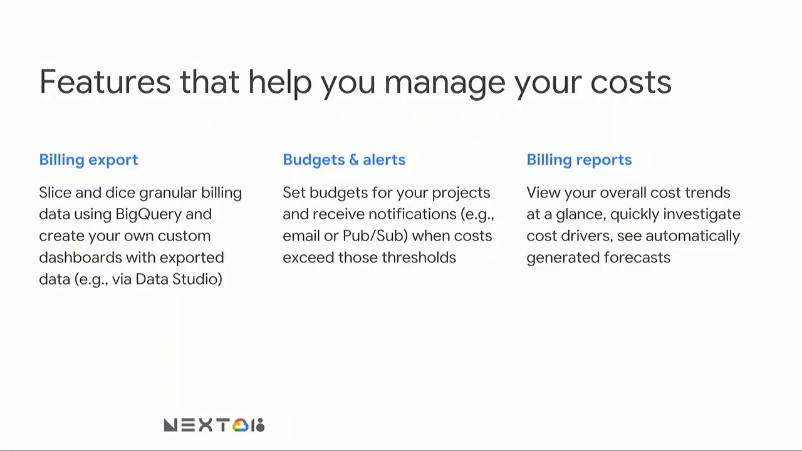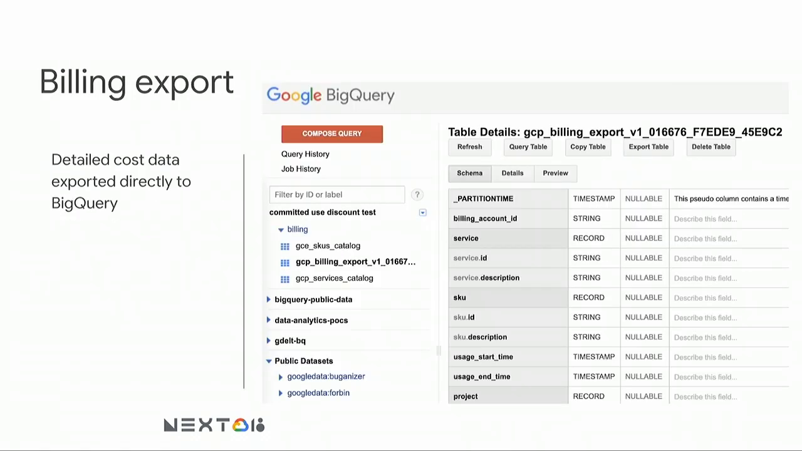So we're going to focus a lot of today on billing reports, but I just want to make you aware of a couple of other major features that might be useful to you in monitoring and managing cloud costs. One is billing export. The other is budgets and alerts. And the last one, which we'll do an in-depth demo on, is billing reports. So billing export is really where you would dive in, write detailed queries, and answer customized questions about your cloud costs.